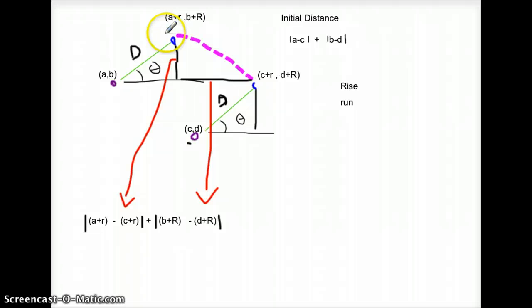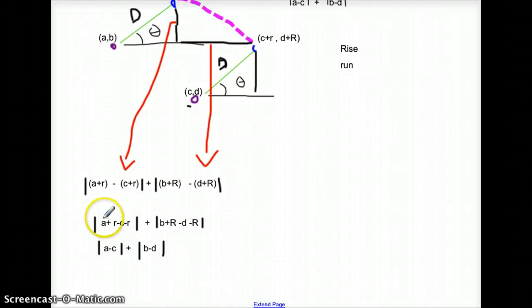Now what I'm going to try to find is the distance between my two new points, A plus R, B plus R, and C plus R, D plus capital R. And so as you can see, what I'm trying to find is, for this first part, I'm taking my A plus R and I'm going down to meet with my C plus R, and I'm doing the B plus R part, and I'm moving it over to see the D plus R part. So that's how I get this equation.